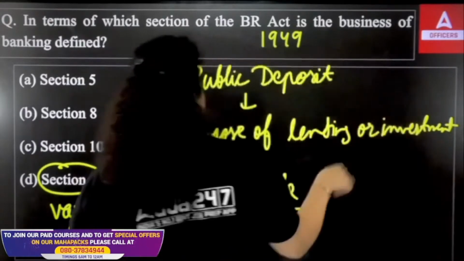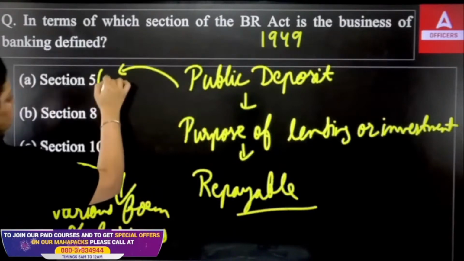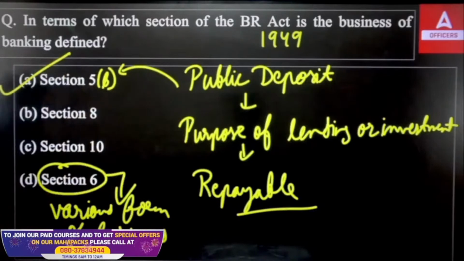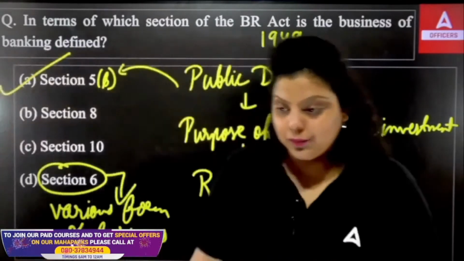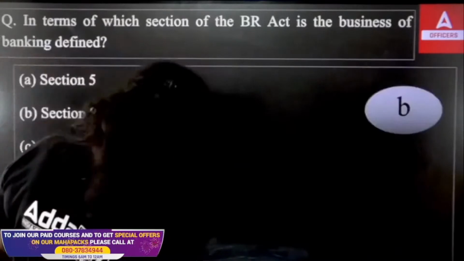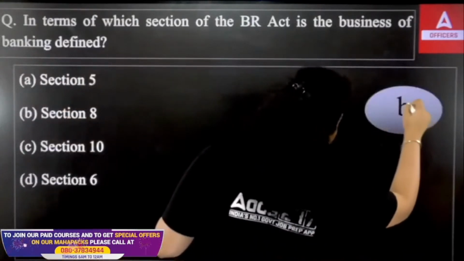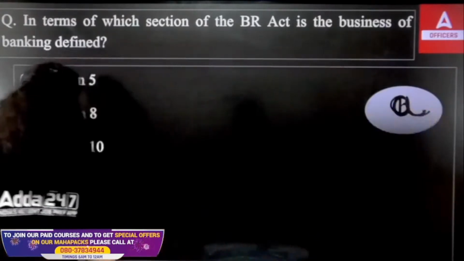Now this definition of business of banking is defined under section 5B of the Banking Regulation Act 1949. So the right answer will be option A. Section 5B talks about the business of banking. Clear? So the right answer is A. Okay, it is written B here. It's not B. The right answer is actually A, not B. In section 5B it is defined. Next.